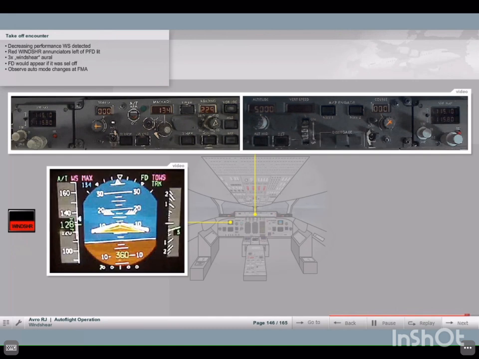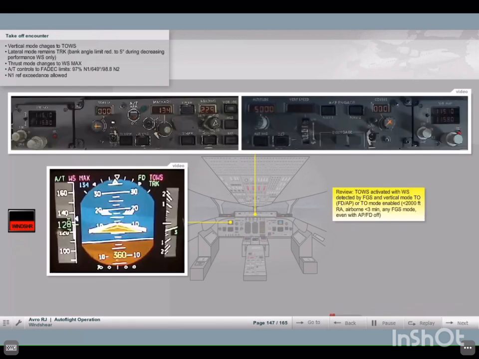As you see at the FMA, there are some automatic mode changes. The FD vertical mode changes to takeoff wind shear, TOWS. Lateral mode remains track, TRK, but maximum bank is now 5 degrees during decreasing performance wind shears instead of 10 degrees, the normal limit in track mode.